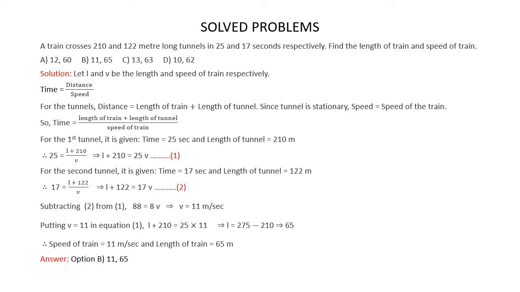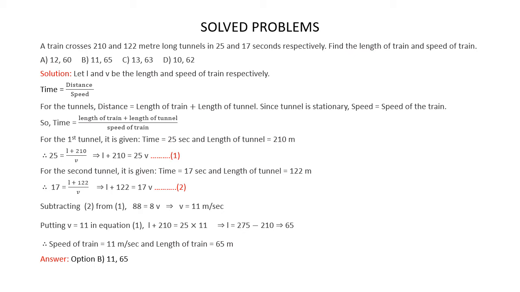A train crosses 210 and 122-meter long tunnels in 25 and 17 seconds respectively. Find the length of the train and speed of the train. Here you are given four options and you have to find out which of these options is the correct one. So here you are asked to find the length of the train and speed of the train.